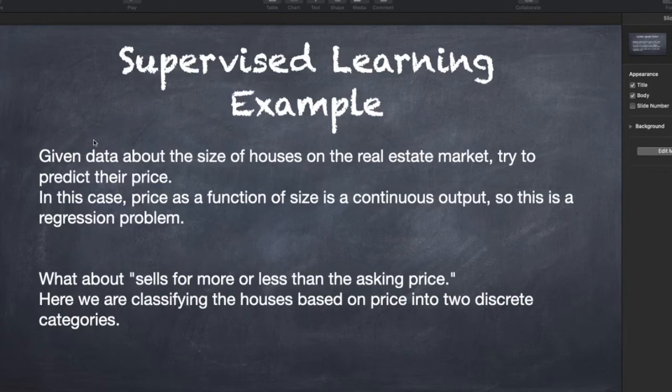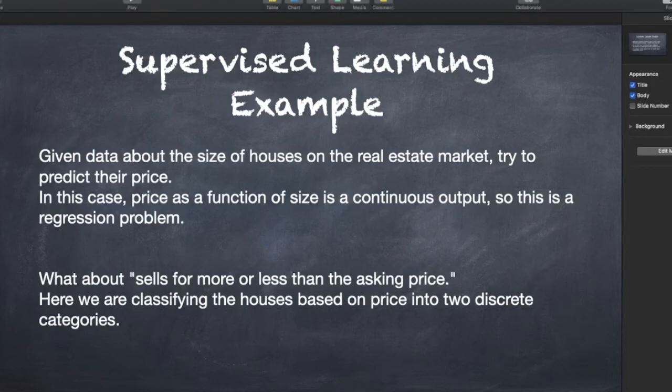We could also turn this example into a classification problem by instead making our output about whether the house is selling for more or less than the asking price. In this case, we are classifying the house based on the price into two discrete categories, so it is a classification problem.